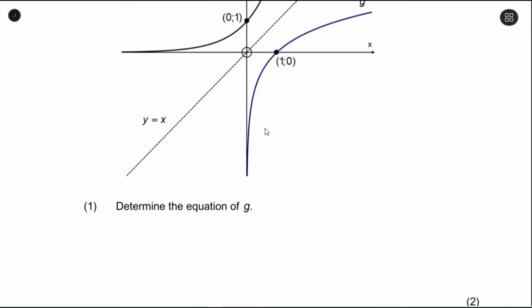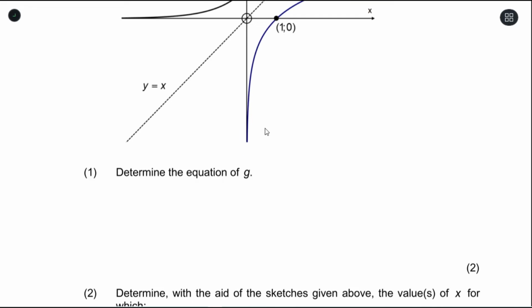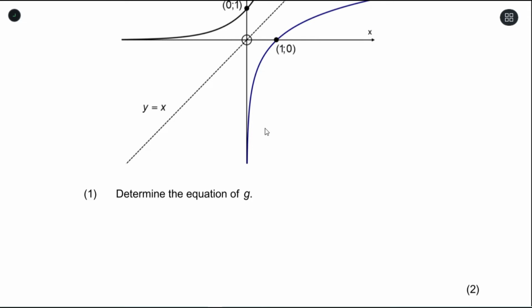The first question asks us to determine the equation of g. Like I said, it is the inverse. That is what you need to put at the back of your mind while answering this. So the original graph is y equals 3 to the x, and since it's the inverse, it is going to be x equals 3 to the y, and therefore we can now say that g of x equals log base 3 of x, and that will be your answer.